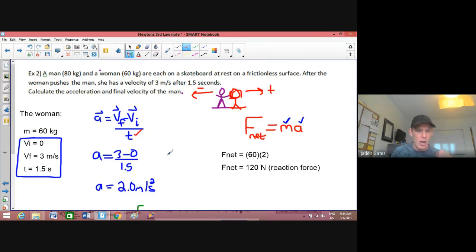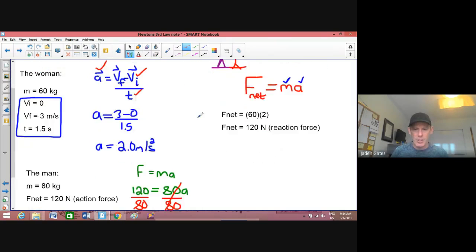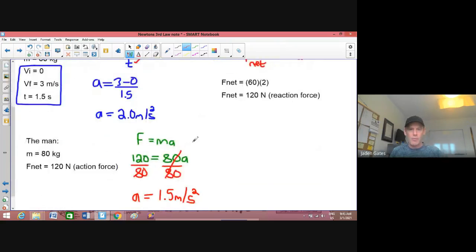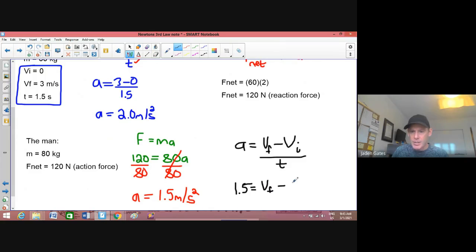Now we also want to find the final velocity of the man. Well, I know how long they're in contact for. I know his initial velocity because they were both at rest. I now know his acceleration, so I can find his final velocity using the same formula. So basically, I'm just working in reverse here. So again, I have a is equal to vf minus vi all over t or delta t, same thing. His acceleration is 1.5 equals vf, that's what we're trying to figure out here, minus 0, divided by 1.5.